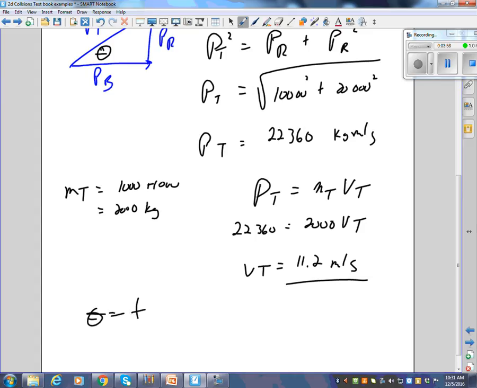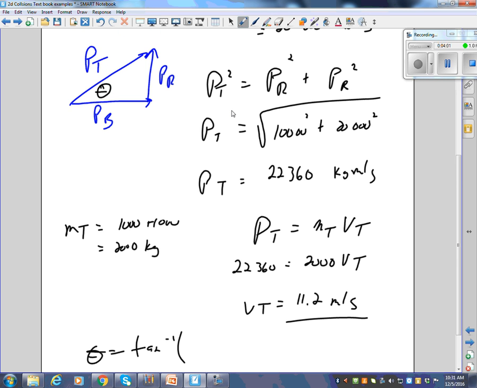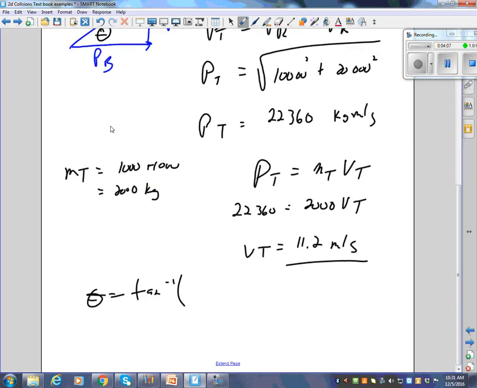Theta equals inverse tan, opposite over adjacent. In this case, the red one is the opposite. Red is 10,000, so it's going to be 10,000 over 20,000. So that's going to be east 26.6, let's say 27. East 27 north. That's actually a pretty easy question.